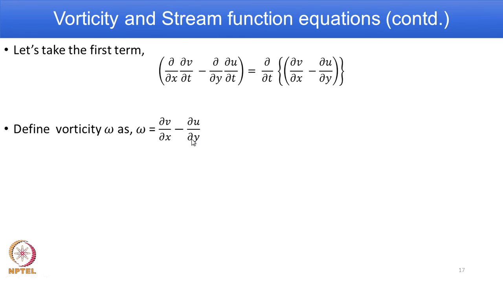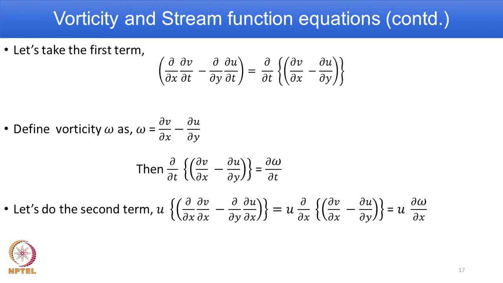So, if you substitute omega into this expression, then you get that expression written here as ∂/∂t of omega. So, this is the first term in the vorticity transport equation, the time derivative term. We will extend this procedure for the second term, which is a convective term.